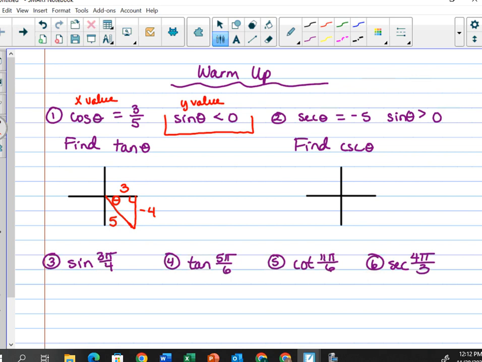Is the hypotenuse ever negative? No, good question. Your hypotenuse will never be negative. The sides can be negative because they're telling you directionally where you're going, but the hypotenuse is just that length from the origin to the end, okay?